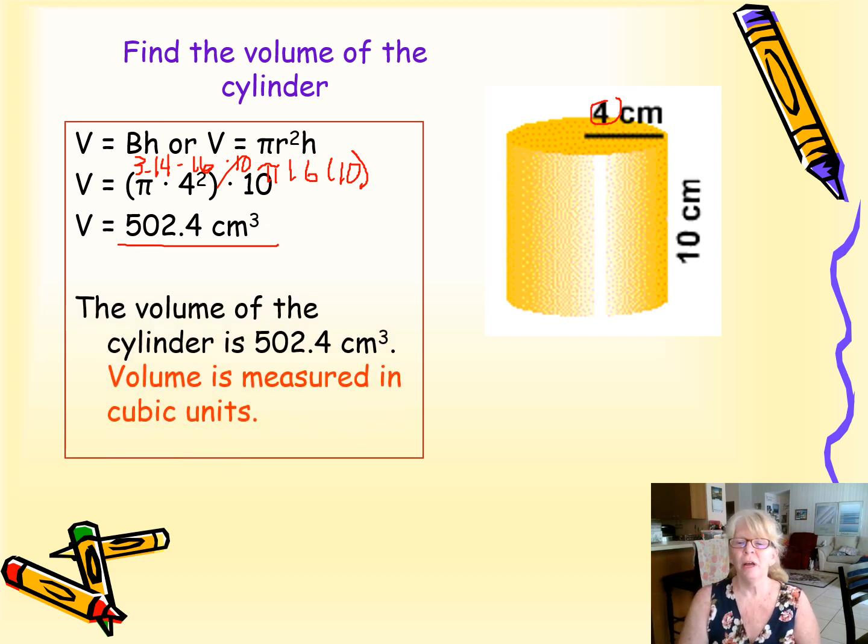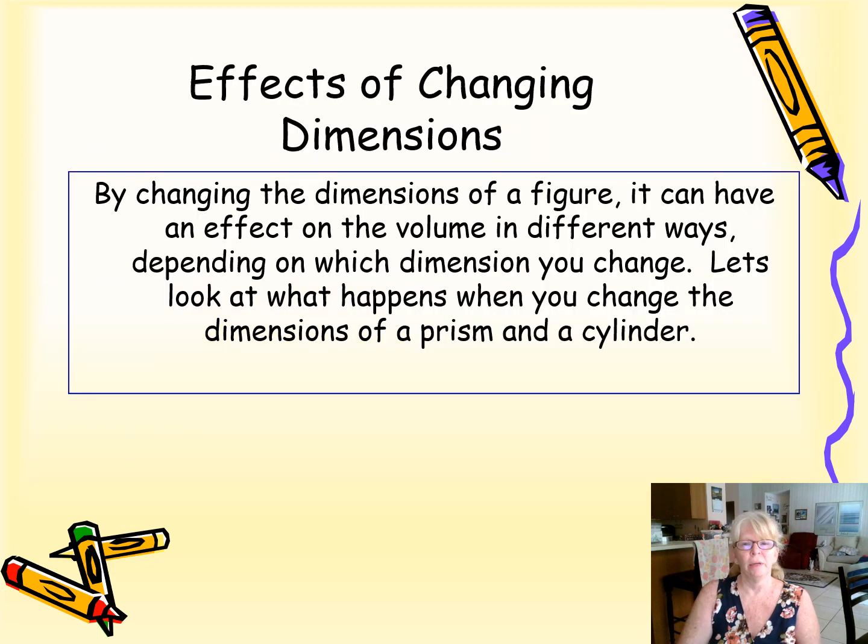And that's measured also in cubic units because it has depth. Even though you only used 2 numbers here, you really used 3 because you used your 4 twice. So 4 times 4 times 10. Or you could look at it as saying I used pi also. So either way you look at it, it's going to be 3 for the cubic units.